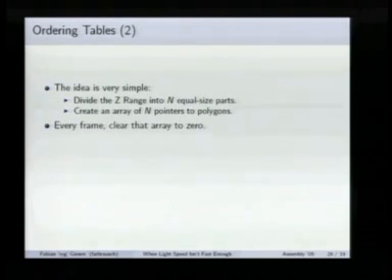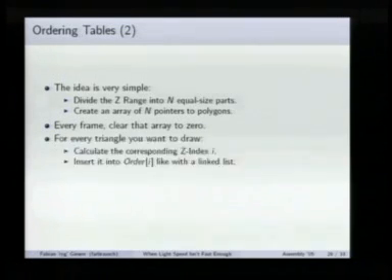And for every triangle you want to draw, you first calculate the corresponding index, i, which is the point you insert into the list. As said, this is equal size parts, so you basically do just some multiplying and some dividing, and then you know where it should end up in the ordering table. And then you insert it into that point in the ordering table, like with a linked list.